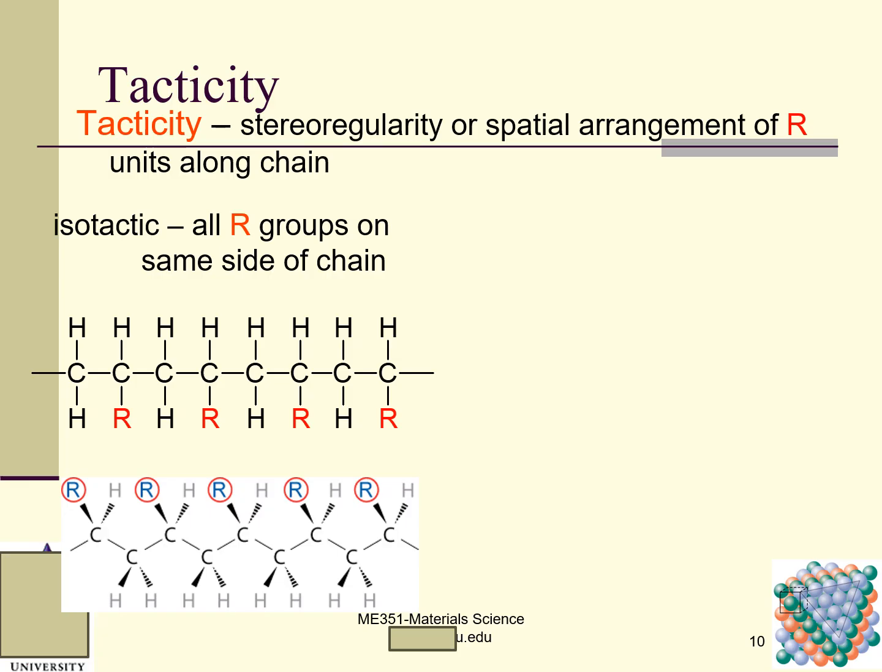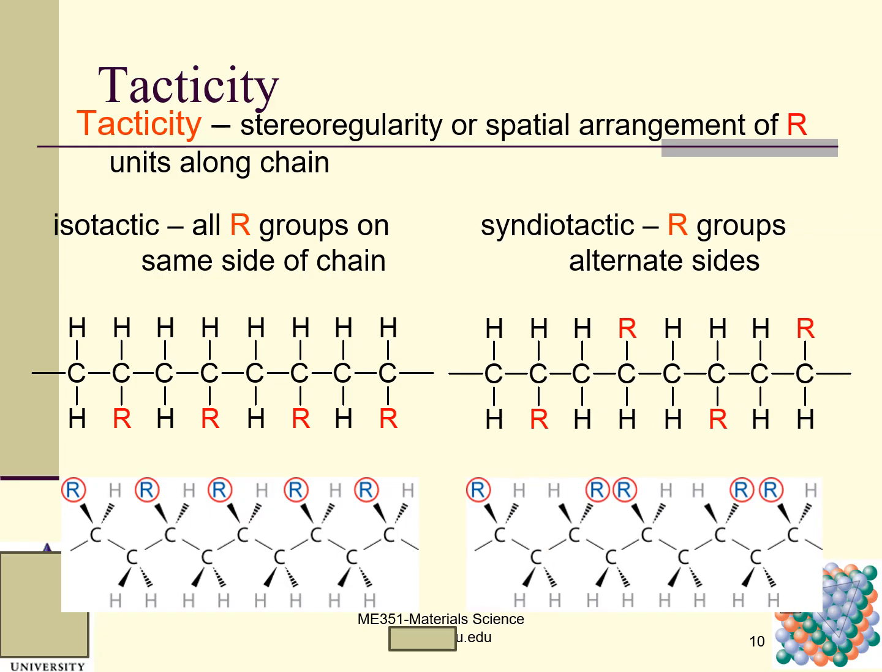You can see here, the R groups are on the same side. This one is more intuitive. We can see the R groups are on one side of the backbone chain. This is called isotactic.